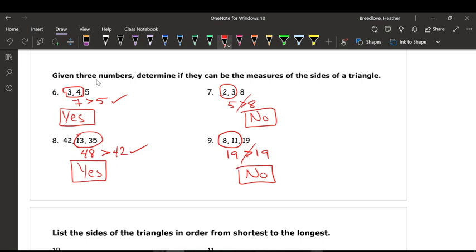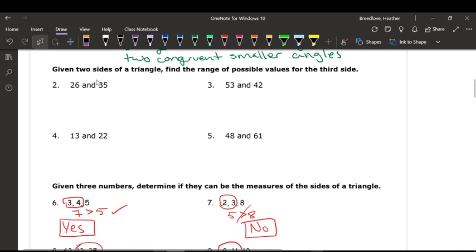So the two small sides, when you add them together, they must be longer than the third side in order to make a triangle. Now going back up to number 2 through 5. Given two sides of a triangle, find the range of possible values for the third side. So this is whenever you want a range of values. So to do this, all my answers are going to have the x in the middle. It's going to be in the form of a number is less than x is less than another number.